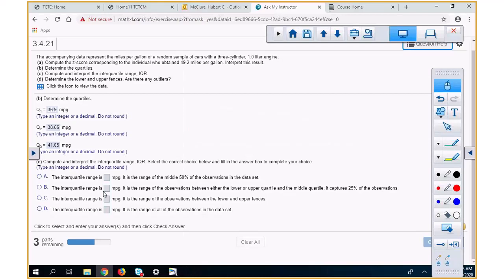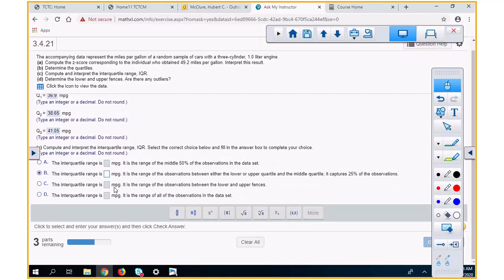Is it B? It's not 50% because that'd be the median. It is between the lower range and the upper fence. Where do they come up with some of this stuff? It's either B or C.